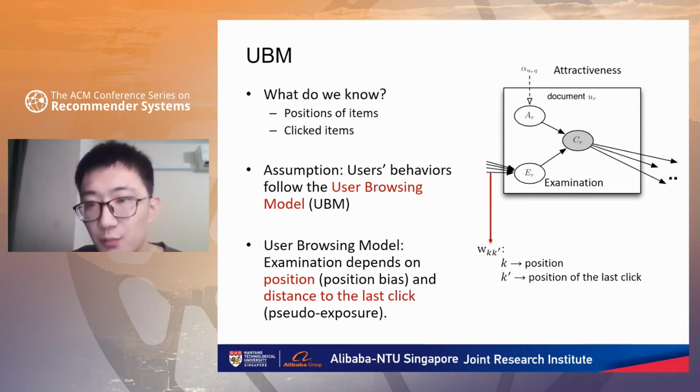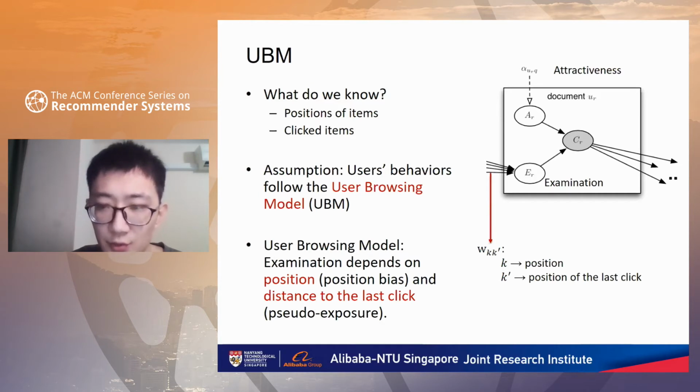We use the user browsing model to estimate the examination of users, which is the probability that an item is viewed by a user. The UBM assumes that examination depends on both position and the distance to the last click. We use W to represent the examination. The subscripts K and K prime indicate the position of an item and the last click. For example, if a user clicks the first item, the probability that he views the second one is larger than the third one.